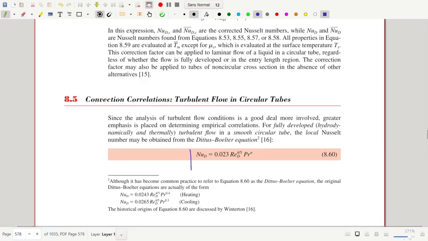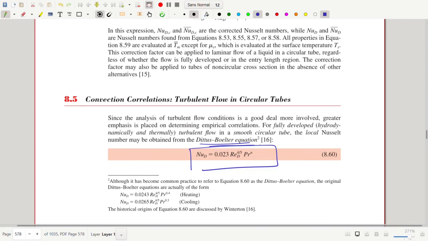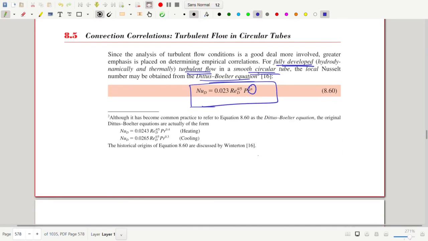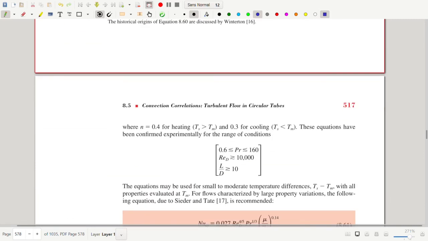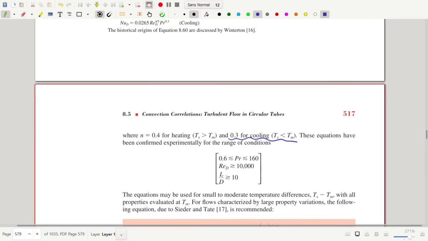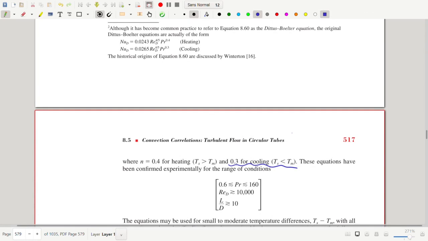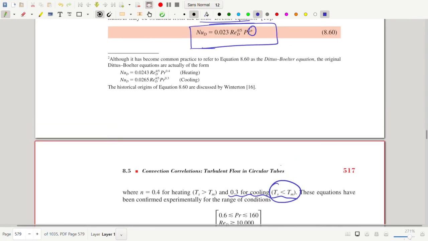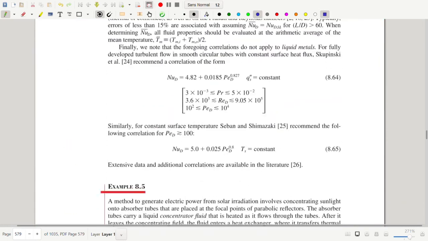Yeah, so here's the Dittus-Boelter equation. This gives us the Nusselt number for a fully developed turbulent flow in smooth circular tubes. This also has a parameter n, where the value of n is equal to 0.3 for cooling. In this case, the air is cooling as it goes from left to right. That means the surface temperature is less than the temperature of the fluid. So we have to use n equal to 0.3. So let's go back to the problem.